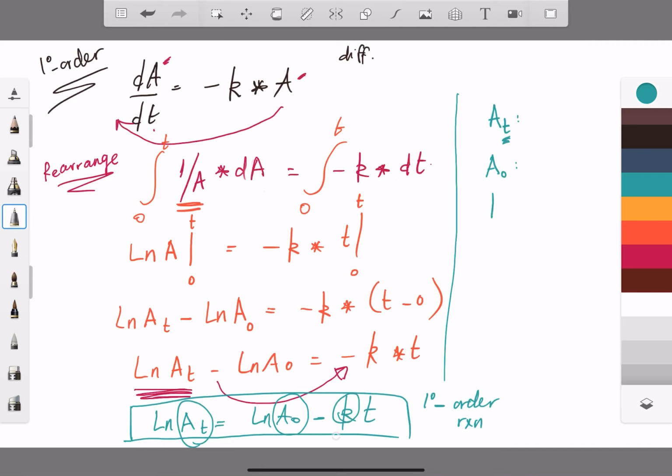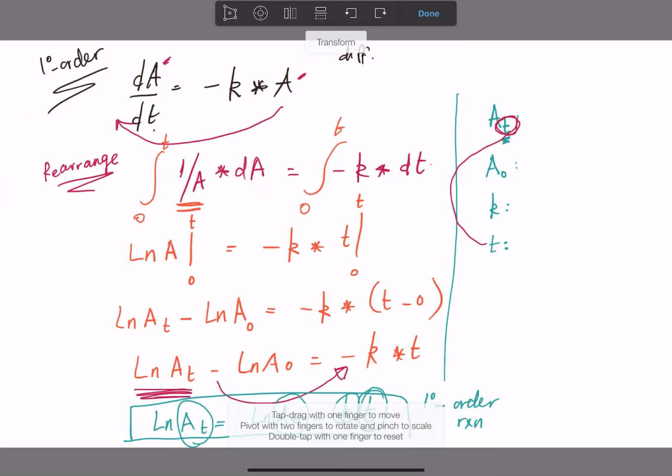This would be the first order rate constant, and this is the time that we are talking about here. Okay, so this is the first equation to represent the first order reaction. We can have it in different terms and I'll show you this in a minute.